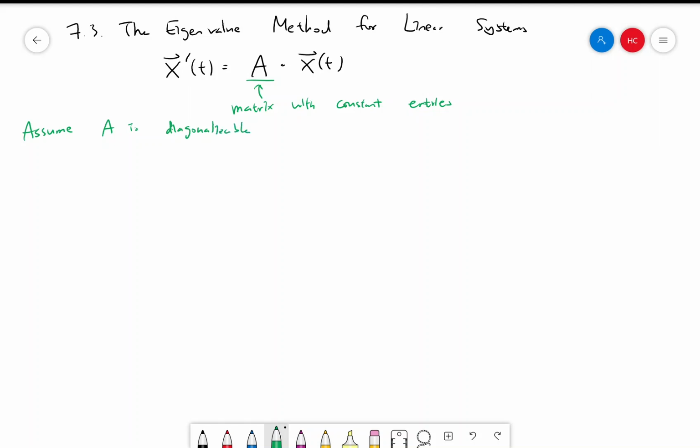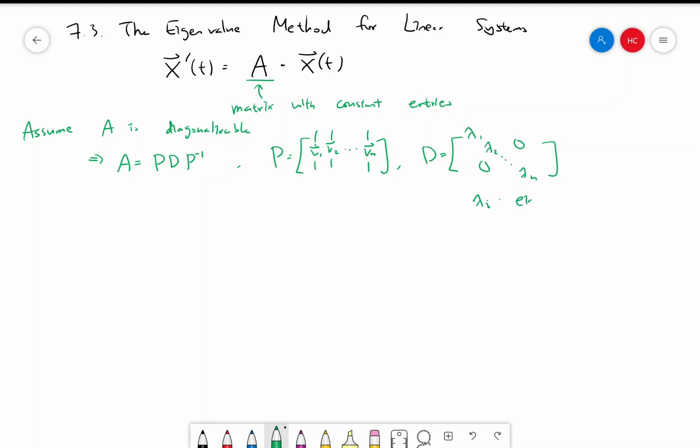Let's recall from chapter 6, if matrix A is diagonalizable, it means that A is equal to PDP inverse, where D is the diagonal matrix with the diagonal entries being all the eigenvalues, and P is the matrix with the columns being the eigenvectors. So lambda i are eigenvalues, and vi are eigenvectors. Let's see how we can solve this.